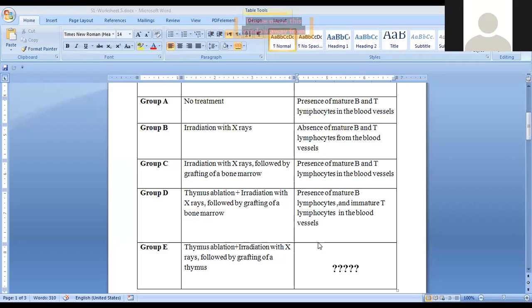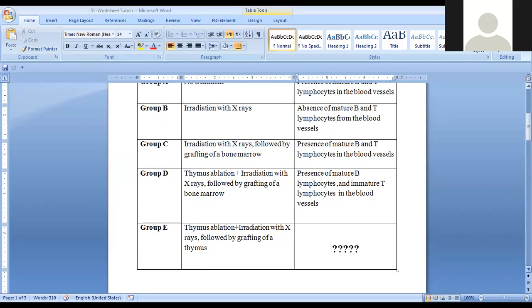Okay, so no problem. Group D, thymus ablation, so there is no thymus. And irradiation with X-rays, there is no bone marrow. But we graft a bone marrow. So we have a bone marrow. So presence of mature B and immature T. B and T, but only the B are matured. Why? Because we have the bone marrow, but immature T, since we don't have the thymus. This indicates that bone marrow is responsible for production of B and T and maturation of only the B. Why? T lymphocytes are matured in the thymus.